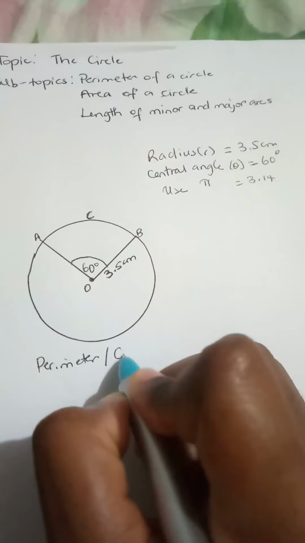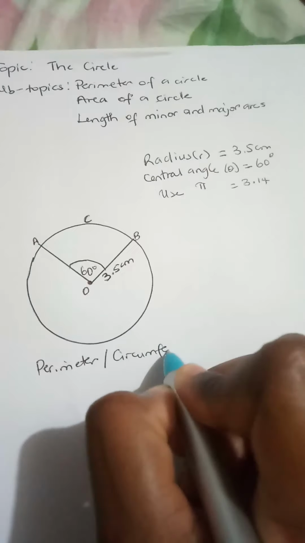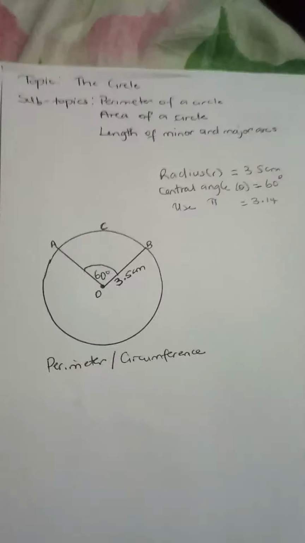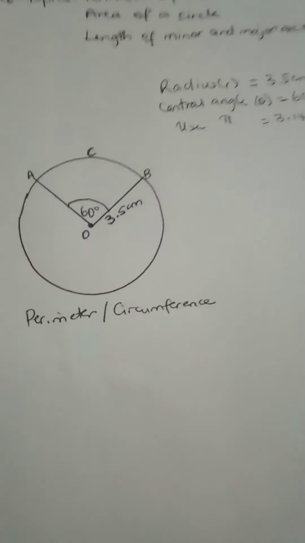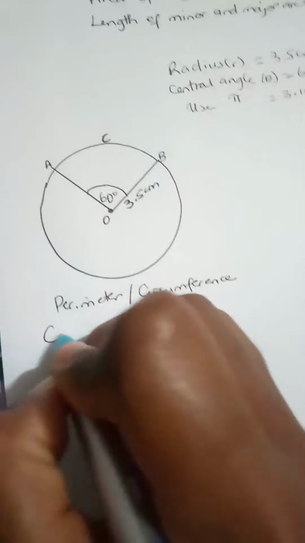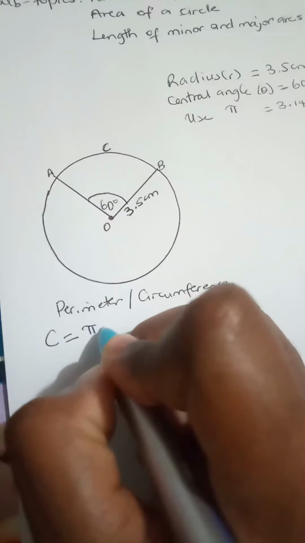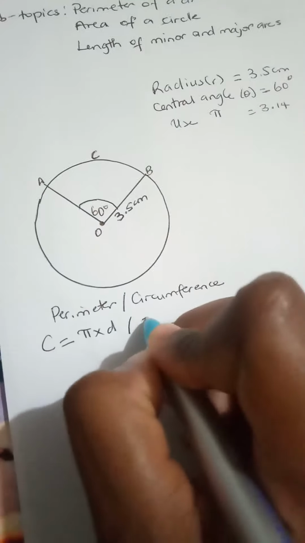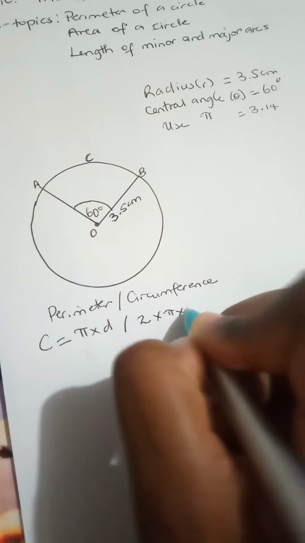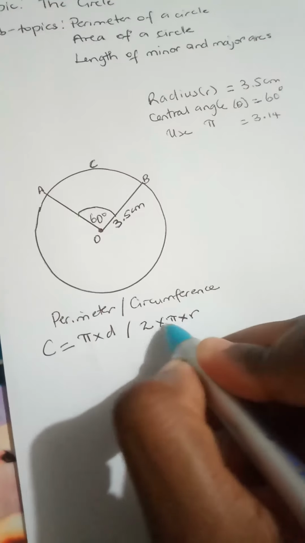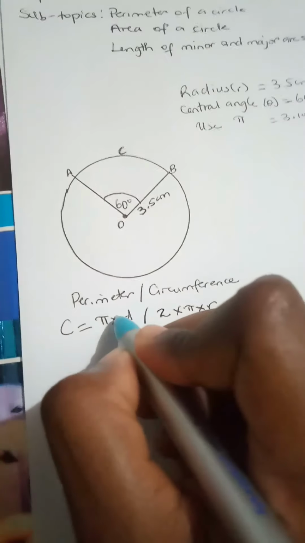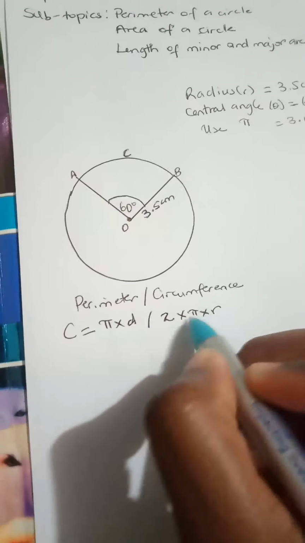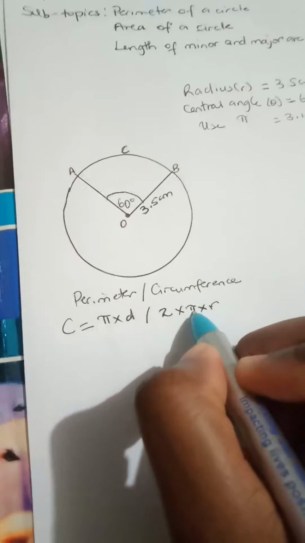Alright, so quickly we're going to go ahead and find the perimeter of the circle, and this is also known as the circumference. That's the distance around the entire circle. And to find that, we're going to use a formula, pi times diameter, or we can say 2 times pi times radius, because the diameter is twice the size of the radius. So 2 times r would give us the diameter multiplied by pi.